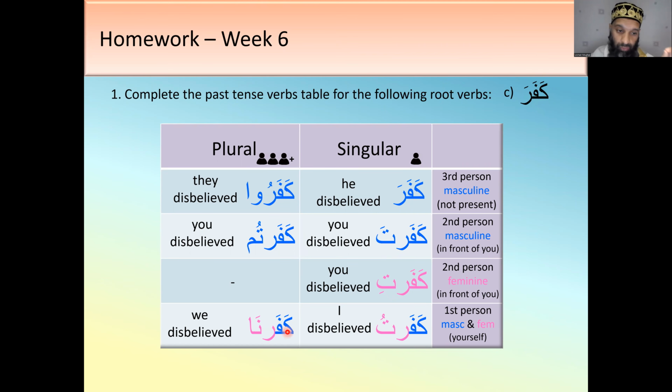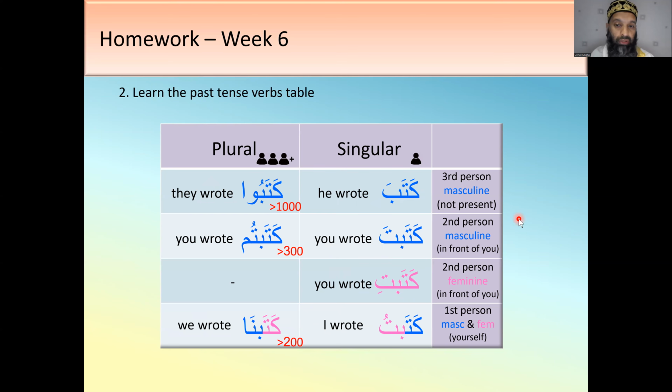So those verbs I gave you in the vocabulary, you should be able to put most of them in this table, no problem. What we're going to cover today is the problem. There's a slight problem with some verbs, which we'll cover today, inshallah. So this was the table for kafara. Learn the past tense verbs table. This was the verb table you have to learn. You have to commit this to memory. If you don't know it now, you've got to go back and learn this, because today's lesson is based on this table as well.